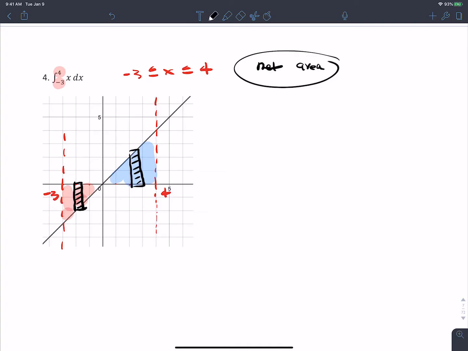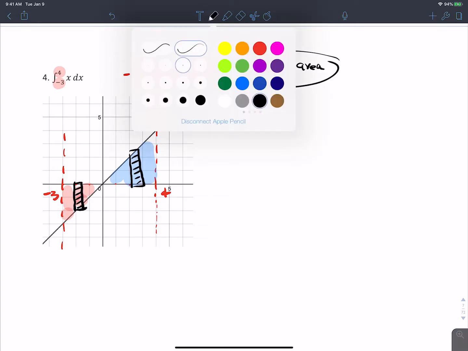Okay, and if you guys notice, it's probably going to be positive. Why would you think it might be positive? Because there's more blue area than what? Red area. Is that right? So you're going to get a positive value. Let's check. Now, is this curve continuous over the interval? Okay, so we can use the fundamental theorem of calculus.